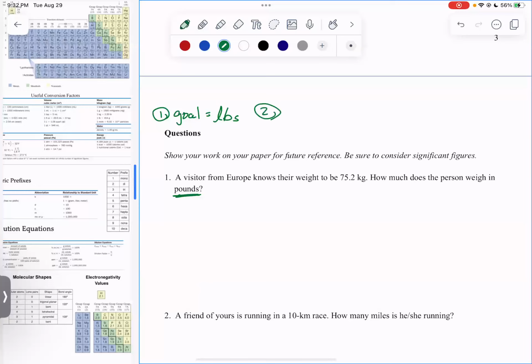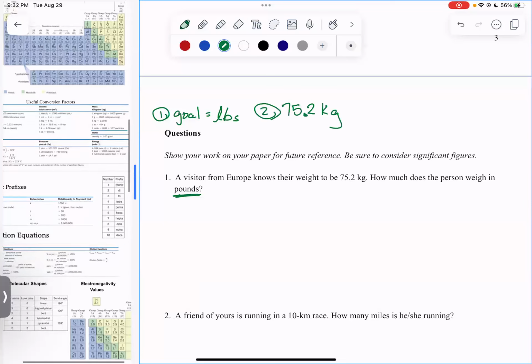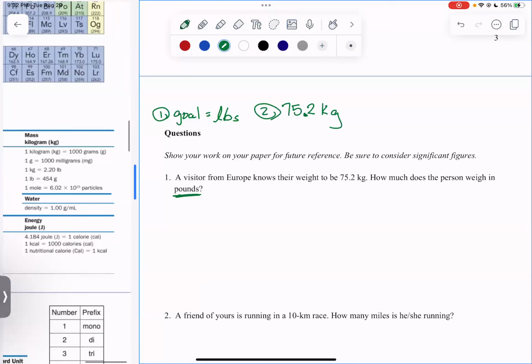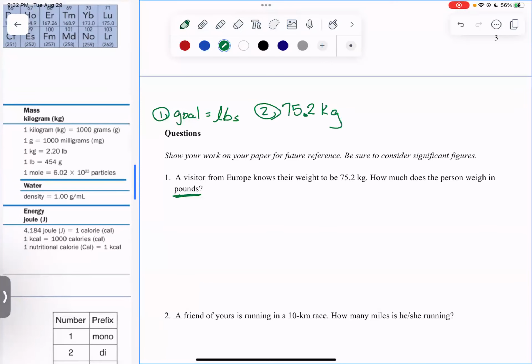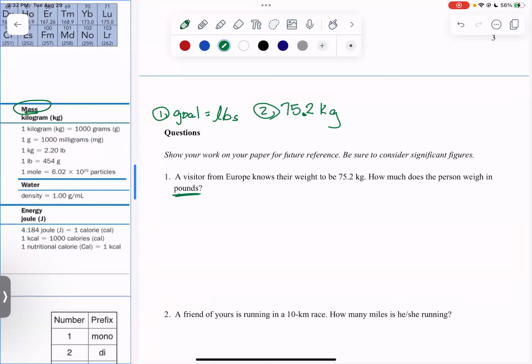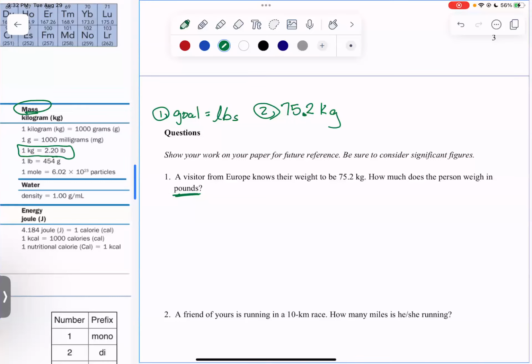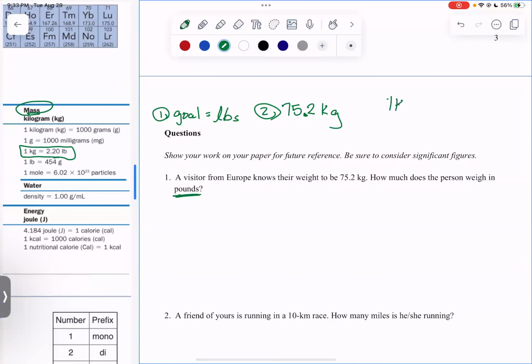Okay, the next thing is to pull out information. What information do we know? We know 75.2 kilograms is how much the person weighs. And I know I'm going to have to go from kilograms to pounds. So I want to look on my best friend. Here's this little category that has some mass information that you can use. So here I have this nice little conversion factor. I'm going to write it on my page here. 1 kilogram is equal to 2.20 pounds.